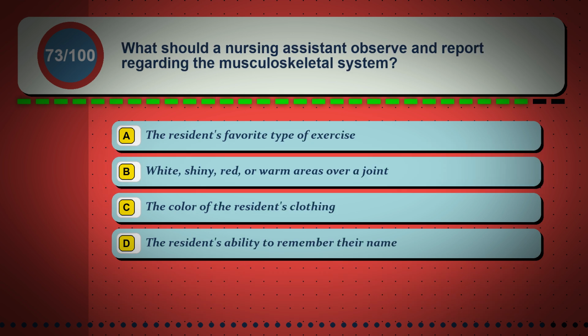Question 73. What should a nursing assistant observe and report regarding the musculoskeletal system? Option A, the resident's favorite type of exercise. Option B, white, shiny, red, or warm areas over a joint. Option C, the color of the resident's clothing. Option D, the resident's ability to remember their name.